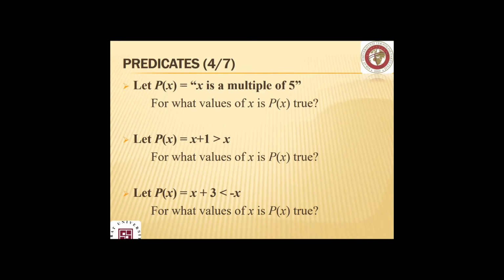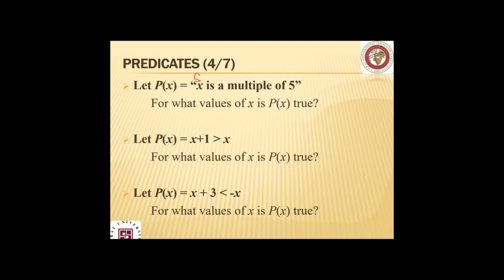P of x is represented by x is a multiple of 5. This is easy, like 5 times x. x could be any value in this case. Of course, integer. I say any integer value. Okay. When will it be true? If we multiply 5 to x here, then in that case it will be a multiple, if we are considering, of course, integers in this case.